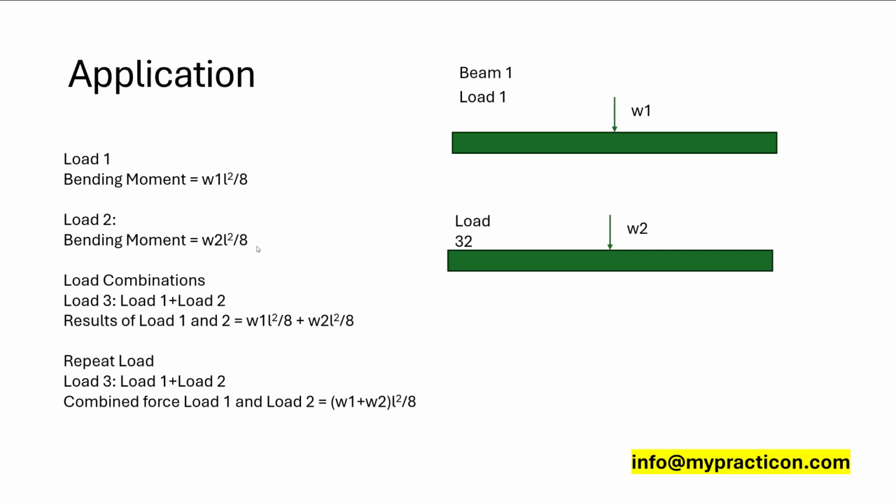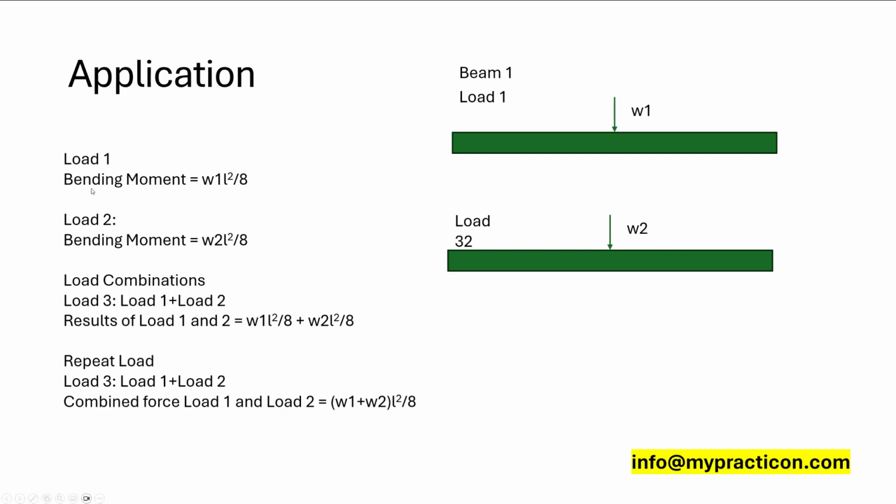So in the application of the load combination, the analysis will be performed for load case 1, W1L² by 8, and load case 2, W2L² by 8. And if you apply the load combination, these results will be combined together: load case 1 and load case 2 is nothing but W1L² by 8 plus W2L² by 8. The results will be combined together. But if you use a repeat load, what will it do? If you use load case 1 plus load case 2, W1 and W2, the loads will be summed together and then the analysis is done.